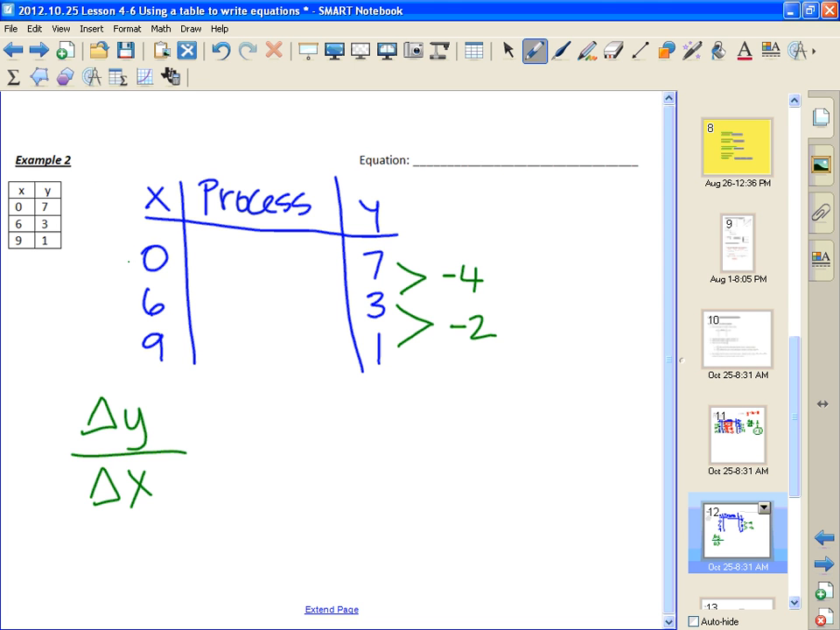On my x values, how does it change between 0 and 6? Plus 6. And from 6 to 9? Plus 3. Remember, we always put our delta y over our delta x. The first time, our delta y was negative 4 and our delta x was positive 6. So negative 4 over 6, I still have a fraction. What do we notice about that fraction?